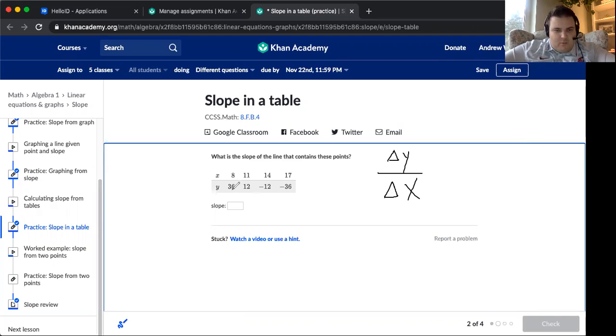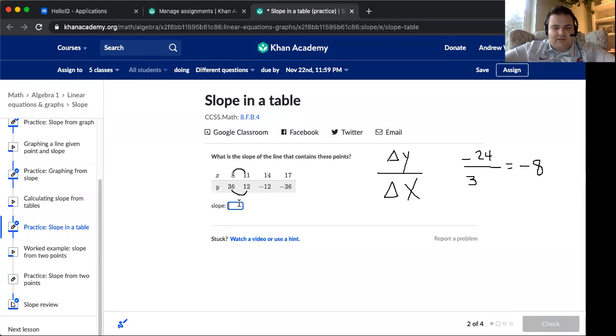It doesn't matter. For me, y went from 36 to 12, so it went down. It shrank. It's -14. Nope, -24. So y went down by 24. 36 minus 24 would be 12. 8 went to 11, right? So x increased by 3. It went up by 3. So we got -24 over 3. And 24 divided by 3 is 8. Negative divided by positive is a negative. So our answer here is -8.